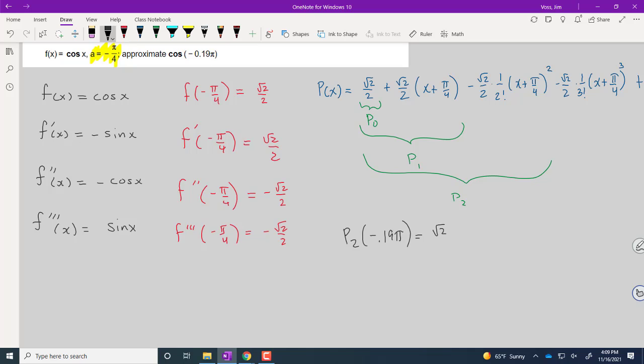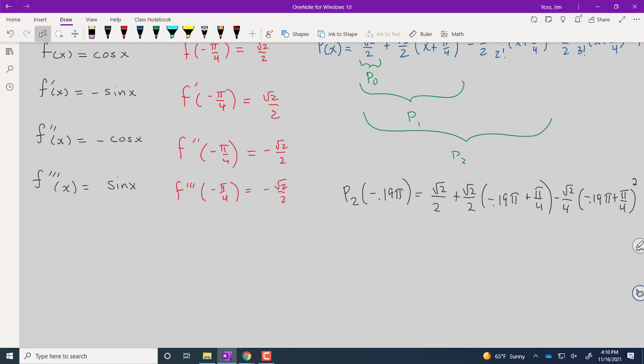If you were asked to do this, I'm not going to ask you to do something quite this messy to plug into your calculator. But all you would do is plug this into your calculator. So P sub 2 means we go out to the second power. So that's minus root 2 over 4. Plug in negative 0.19 pi right there, and that's raised to the 2. If you type that into your calculator, you can get an approximation. On the test, I'll tell you, go to 4 decimal places, go to 2 decimal places, whatever it is.